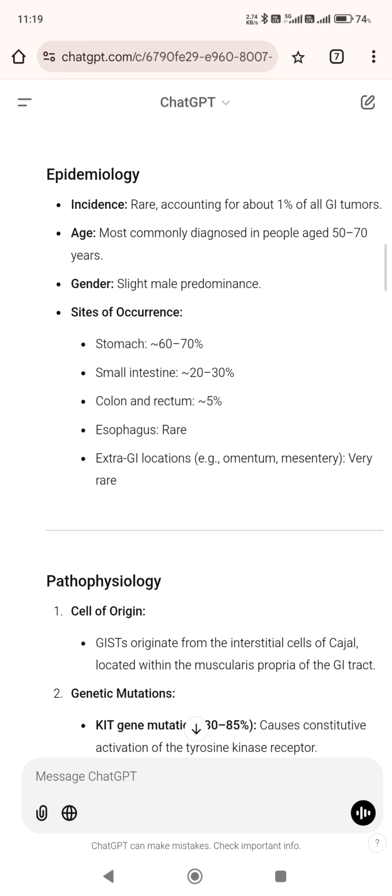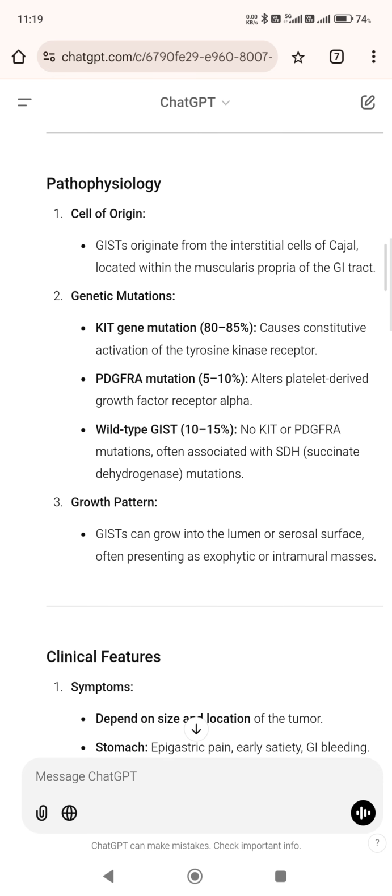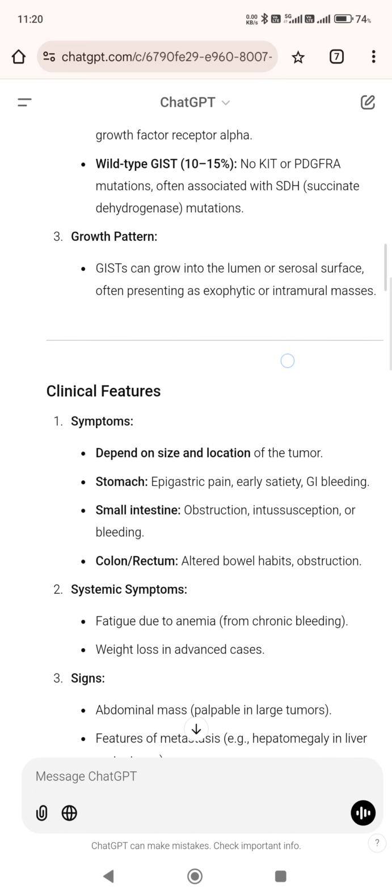Pathophysiology. 1. Cell of origin. GISTs originate from the interstitial cells of Cajal, located within the muscularis propria of the GI tract. 2. Genetic mutations. KIT gene mutation, 80 to 85%, causes constitutive activation of the tyrosine kinase receptor. PDGFRA mutation, 5 to 10%, alters platelet-derived growth factor receptor alpha. Wild-type GIST, 10 to 15%: no KIT or PDGFRA mutations, often associated with SDH, succinate dehydrogenase, mutations. 3. Growth pattern. GISTs can grow into the lumen or serosal surface, often presenting as exophytic or intramural masses.